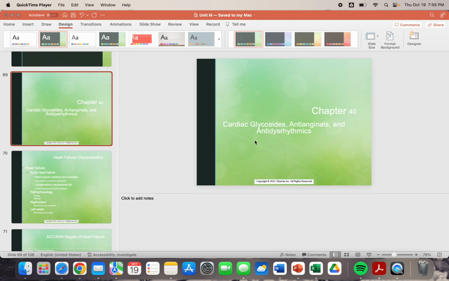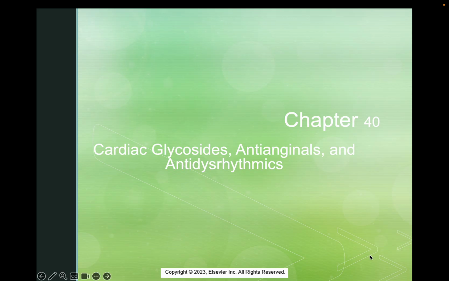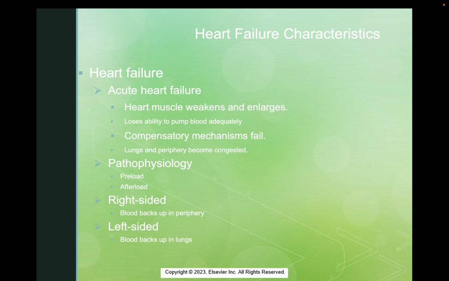We're going to go ahead and talk about the remainder of our pharmacology section of Unit M. So this is chapter 40. This is our cardiac glycosides in your pharmacology book: cardiac glycosides, anti-anginals, and antidysrhythmics. So this is your heart failure. So we're going to talk about heart failure first.